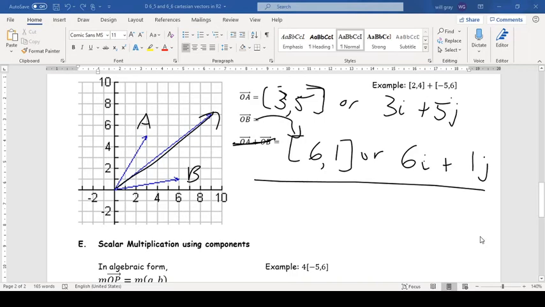Hi everybody, welcome back. What I want to look at now is this example that we'd started on in the last video, where we had a vector OA defined as 3i plus 5j, or if you prefer just [3, 5], and we had a vector OB defined as 6i plus 1j, or if you prefer just [6, 1] in square brackets.